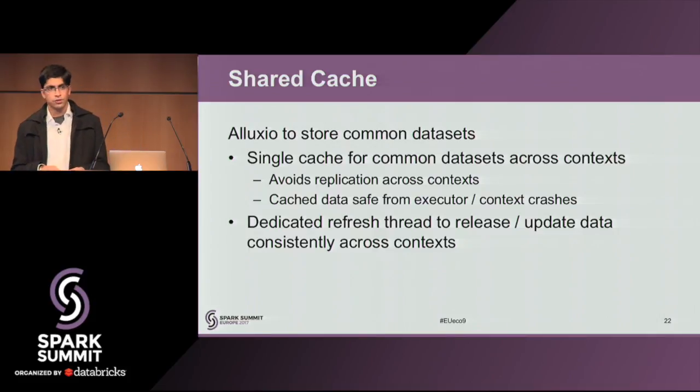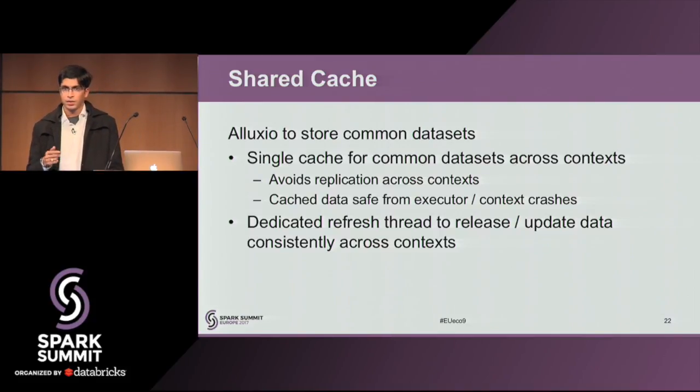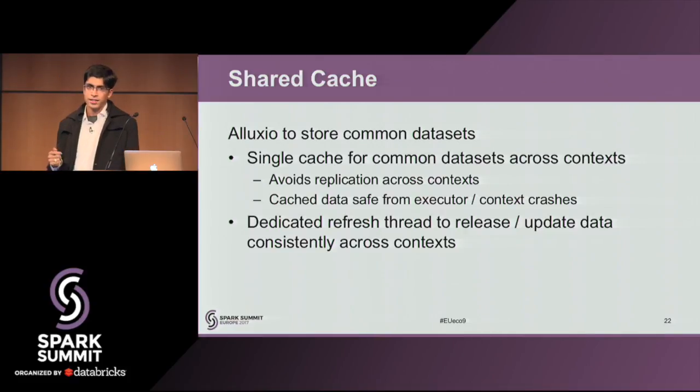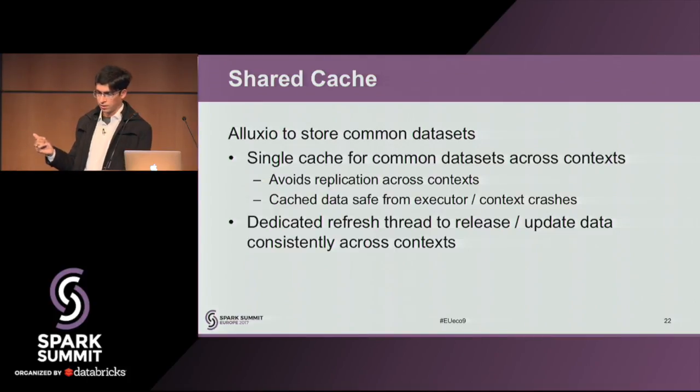Then we used Alluxio as a common cache. Using Alluxio and not the Spark memory caching helped us in 2 ways. One was that it avoided data replication, so that you do not have to cache the same data set, or the common data sets that are being queried again and again, into each of the contexts or on each of the job servers, but you had a common location, right? And it also made it failure-proof from executor failures or even context failures, right? So even if a context fails, your data is safe because it's cached somewhere else.